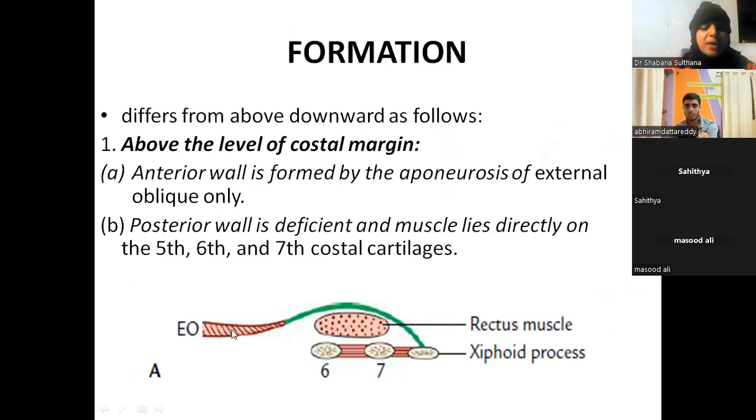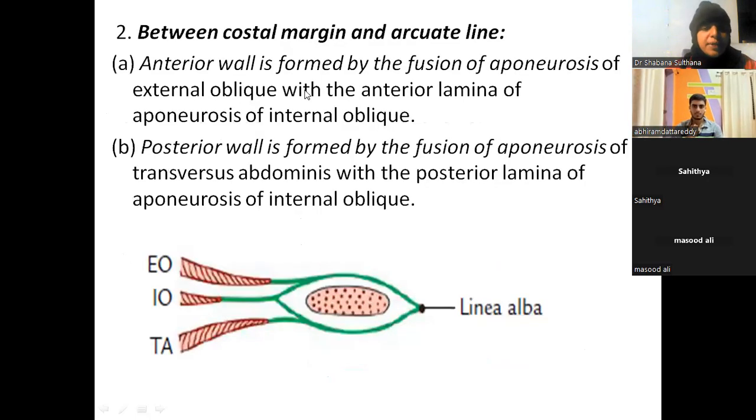Very good. The external oblique muscle is forming the aponeurosis and it is forming the anterior wall of the rectus sheath. Posteriorly, the muscle is directly resting where? On the 5th, 6th and 7th intercostal spaces, yes, directly over the 5th, 6th, 7th costal cartilages. And in the posterior wall, there is no aponeurosis.